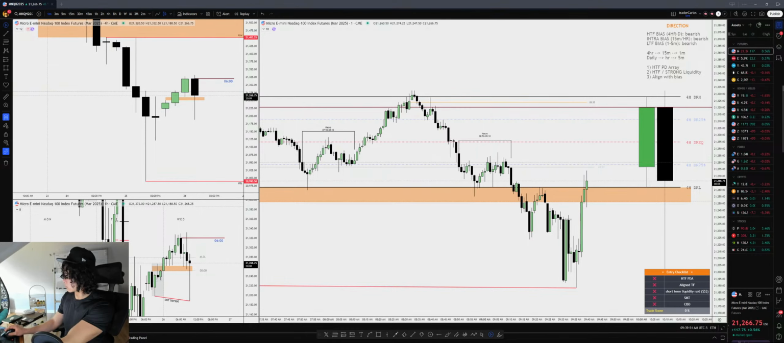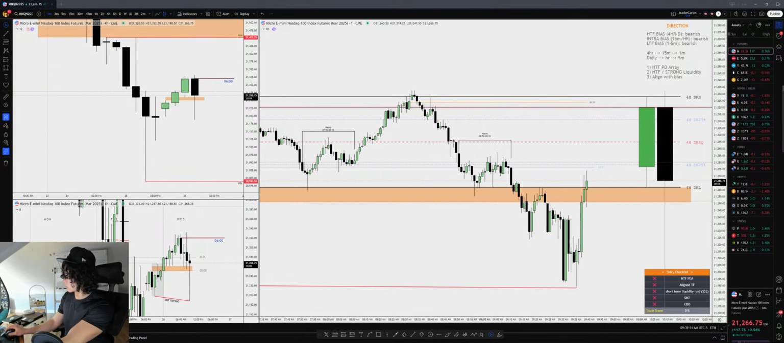All right, so I'm gonna do a quick top-down analysis, so let's get started. So monthly time frame, we are below the monthly open. We have about 2 days left until this monthly candle closes. Weekly time frame, we have come back inside the range of this weekly accumulation.